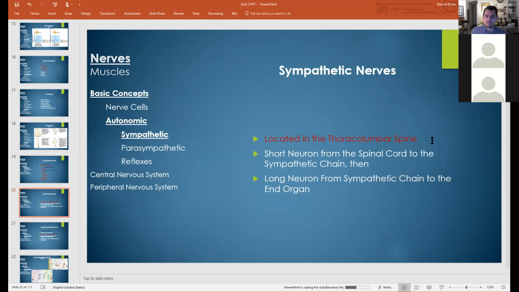All right. Your sympathetic nerves are going to be located in your thoracolumbar spine, essentially from roughly T1, T2, all the way to L4, L5.